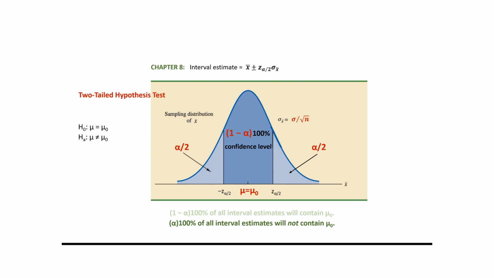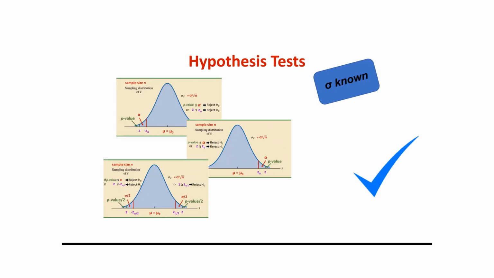So if we reject H naught whenever the confidence interval does not contain mu naught, we will be rejecting the null hypothesis when it is actually true with probability alpha. So constructing a (1 minus alpha) times 100% confidence interval and rejecting H naught whenever the interval does not contain mu naught is equivalent to conducting a two-tailed hypothesis test with alpha level of significance. This concludes our discussion of hypothesis tests when the population standard deviation sigma is known.